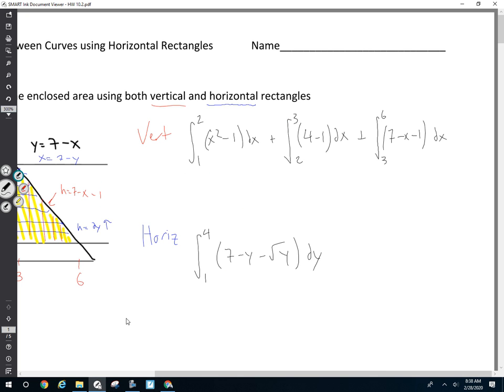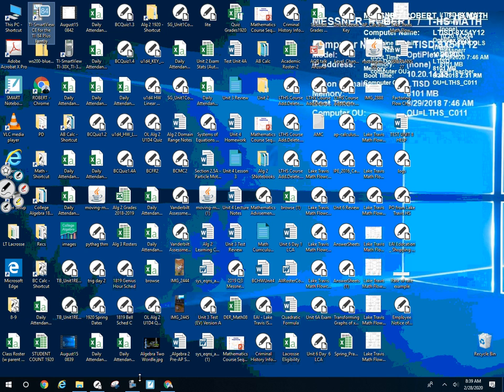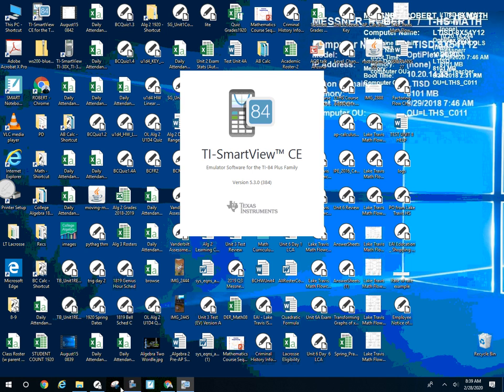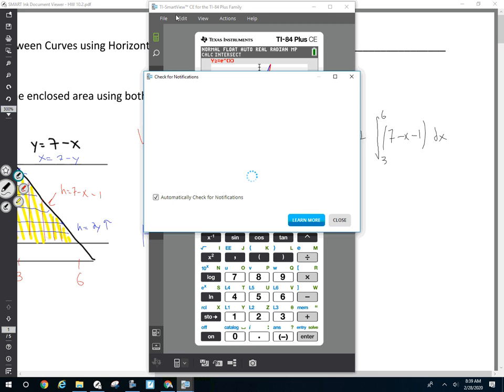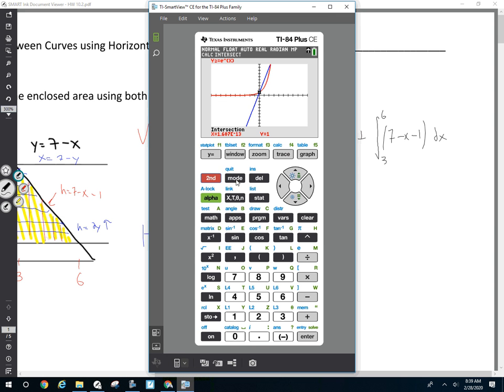This integral would give you the exact same value as this integral. Isn't this a lot easier to handle than this? Sometimes horizontal rectangles will help us. And you could spend the time to plug this into your calculator. Maybe I'll just do this really quickly for you guys. I'm not going to do this for the future ones, but just for this one.